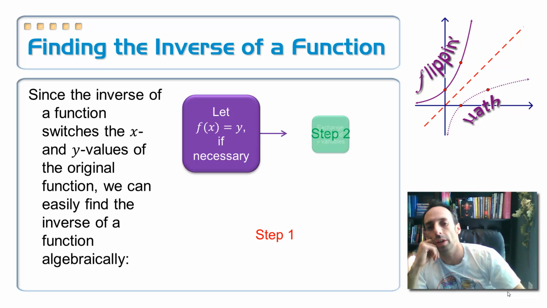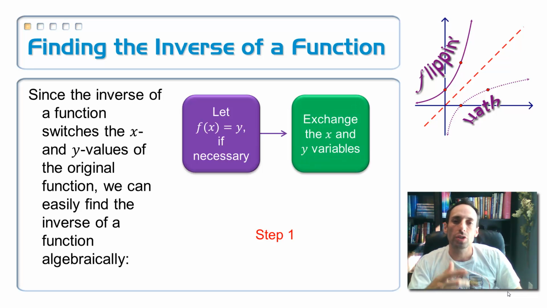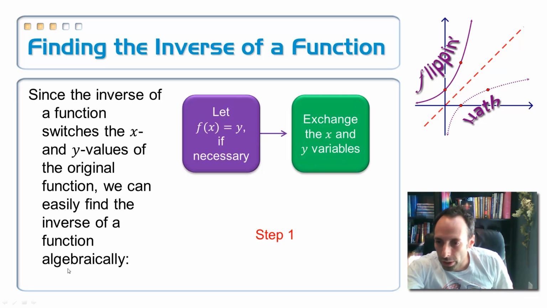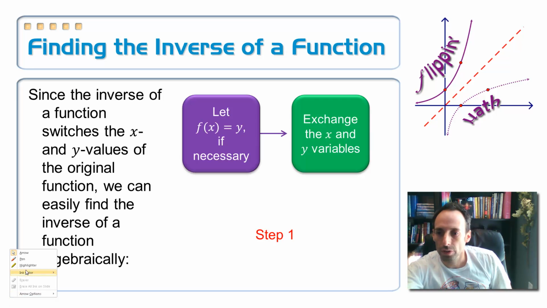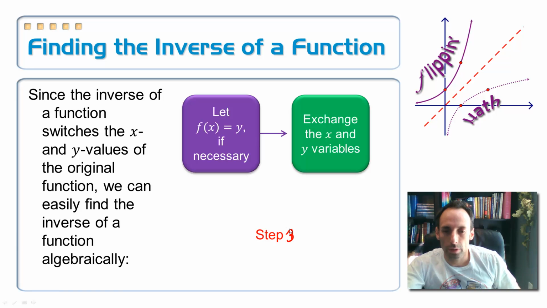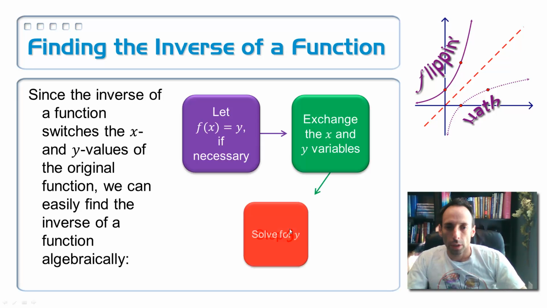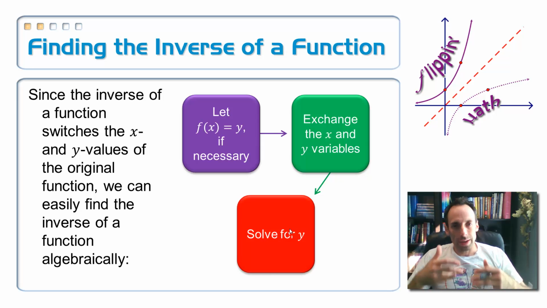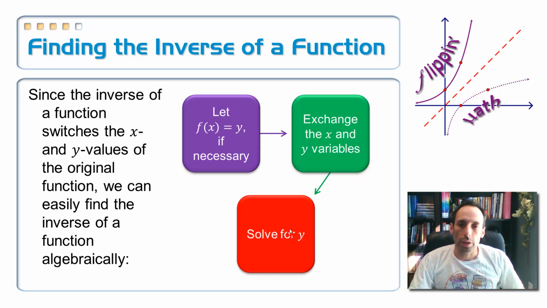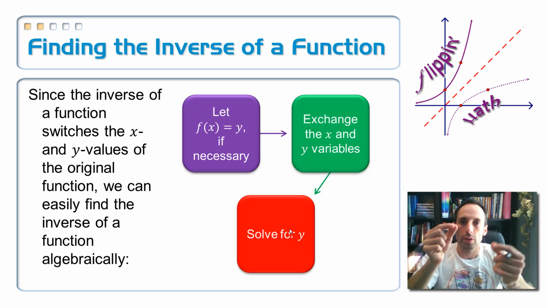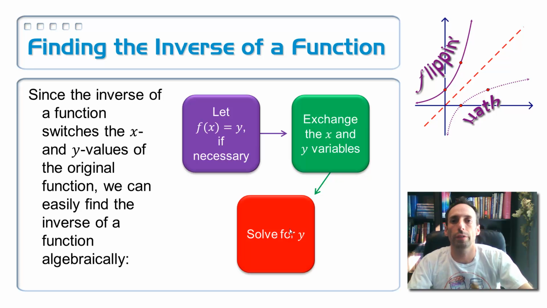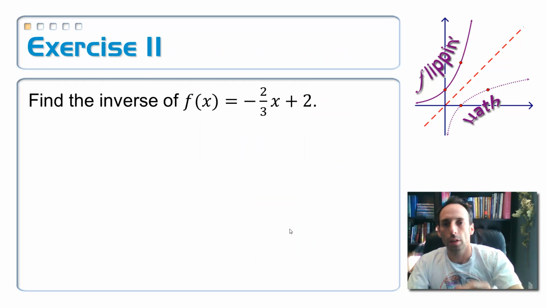Step 2, we're going to switch the x and the y coordinates, because that's what inverses do. They switch x and y. Step 3, now you're going to solve that equation for y. So you take out f of x, put y in its place, switch the x and the y, and now solve that equation for y. What you have is the inverse of the original function. Let's try that right here.